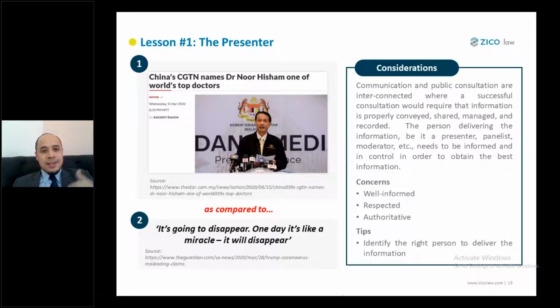Now, if you think it's important for the right person to give the right information, it is, because if that person is not well informed on the subject, is not respected in his field, and is not authoritative, people will not have trust in him, people will not believe him, and the right message might not go across. So sometimes it might not necessarily be the consultant who is the best speaker. If you look at the example earlier, the speaker was going to be the minister, the speaker was going to be the KSU, and I'll tell you why later on. Let's go on to the next slide.